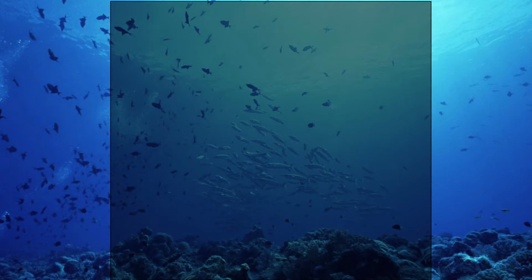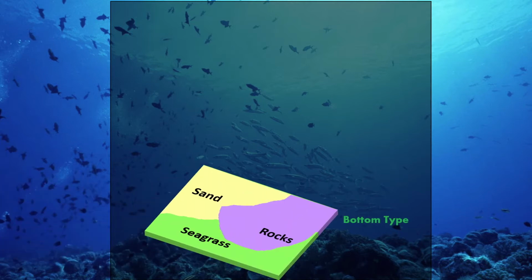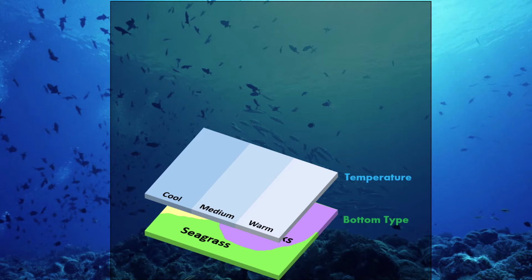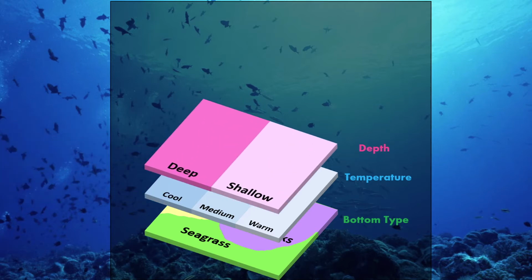And you look down beneath you, and what you'll see beneath you is the bottom type. Are you sitting on sand or on rocks, or are you on seagrass? Then you're going to feel the water around you. It can be cold, it can be a medium temperature, it can be warm, probably not hot unless you're in very particular places, but we'll say in our ocean area, you can go to one side and it's a little cool and go to the other side and it's a little more warm.